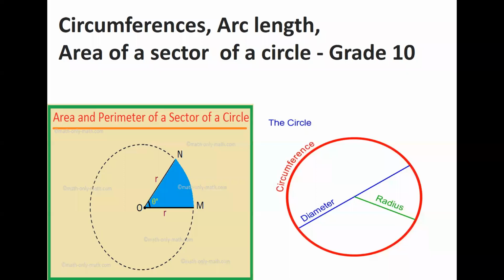Okay. So today we're planning to discuss the circumference, arc length, and area of a sector of a circle, which is covered in grade 10. So these are the topics that we need to figure out: the circumference, the diameter, and radius of a circle. And you need to figure out again the arc length and the perimeter of a circle. Okay.